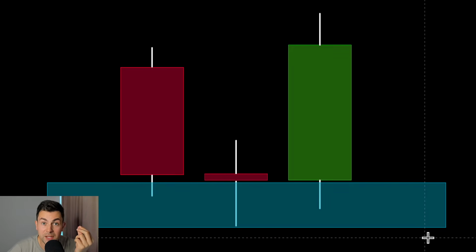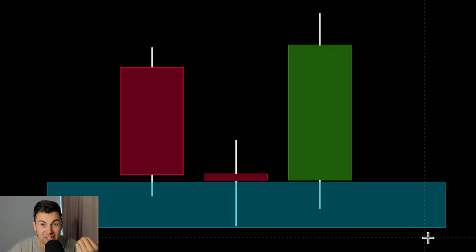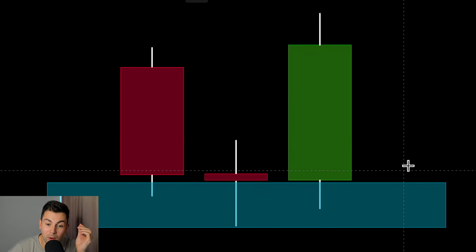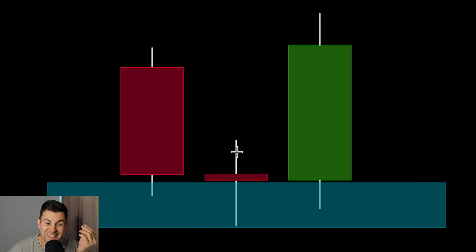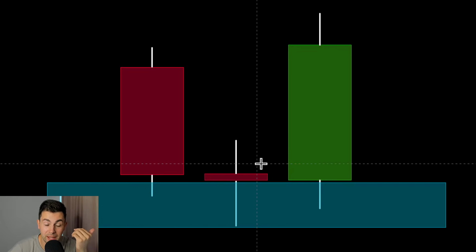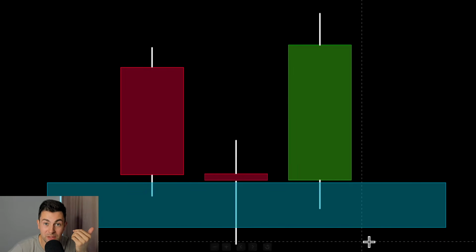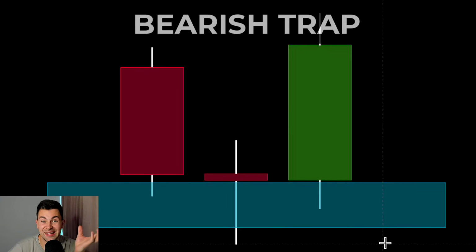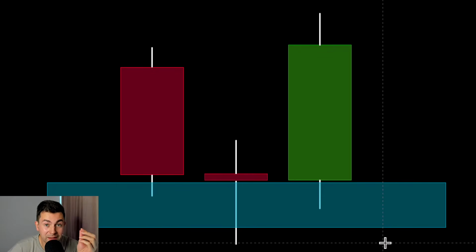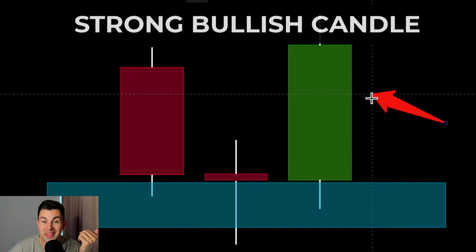A formation of such a candle will signify an absorption of the selling orders by the buyers, by the buying orders that are placed within a liquidity demand zone. A lower wick of the second candlestick in this candlestick pattern can also go beyond a liquidity zone. In such a case, it will simply signify a bearish trap and a liquidity grab. The third candle should be a strong bullish candlestick with a big body.